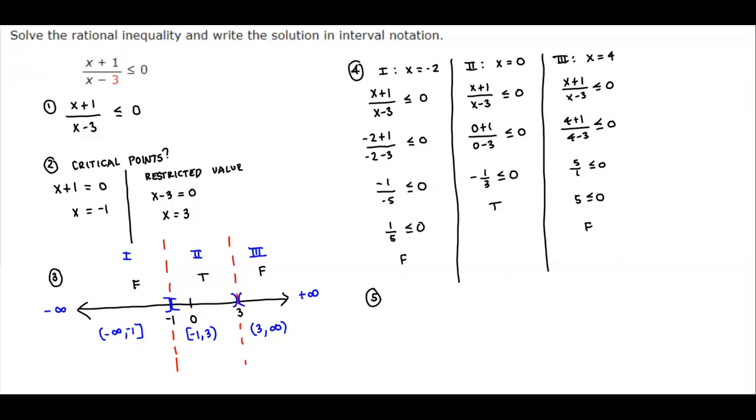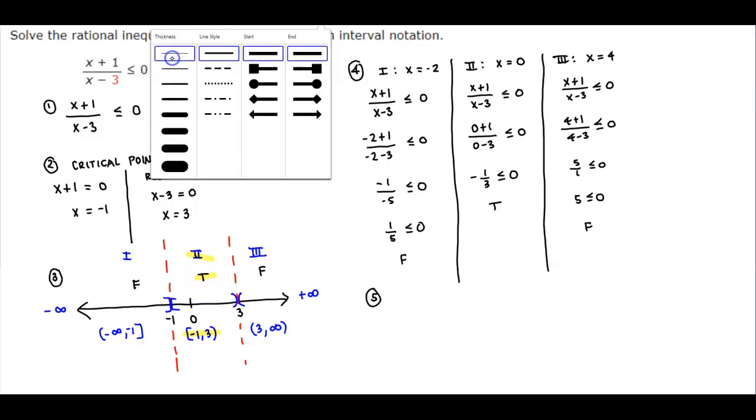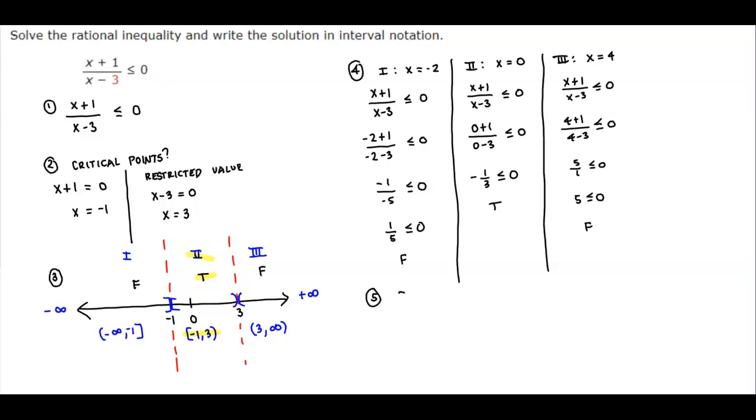So where do we find that it's true for this inequality? Well, we can see in region 2, that is the only place where it's true, which is at bracket -1 to 3. And so therefore, our solution in interval notation goes from bracket -1 to 3.